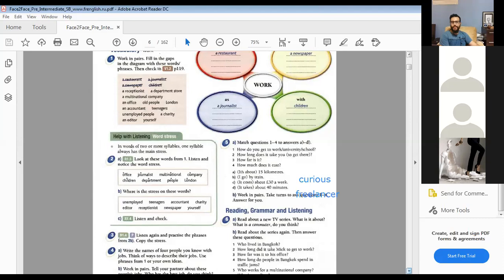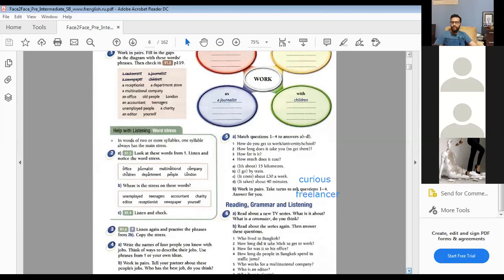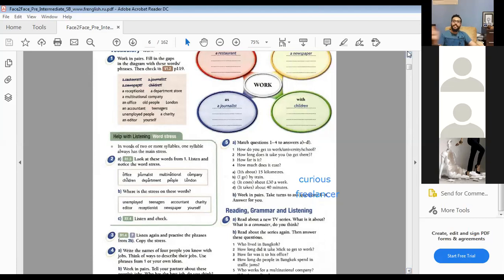So what does he do exactly in his work? What are his daily tasks? I mean, what does he normally do every day? Where does he go? And does it take him a long time to go there?